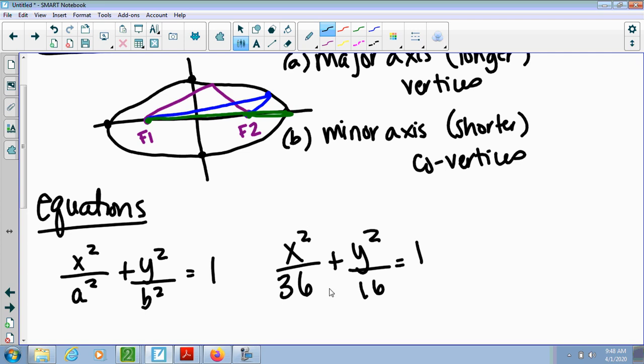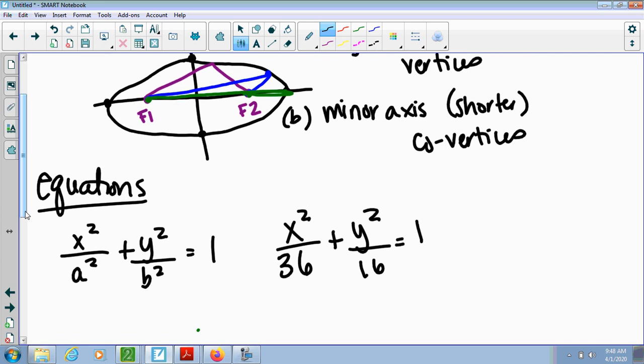So I'm going to look underneath and see which one's larger. So it looks like the one underneath the x is larger, so I know my ellipse is going to be horizontal. And I see 36 is the same thing as 6 squared. 16 is the same thing as 4 squared. So that means I'm going to go 6 in either direction, in the x direction, 4 either way in the y direction, and draw my ellipse.